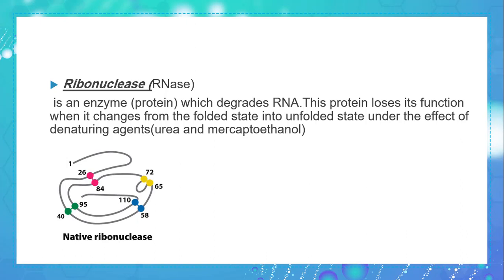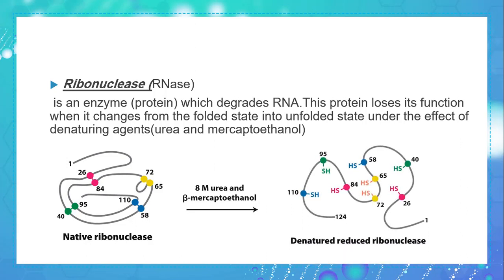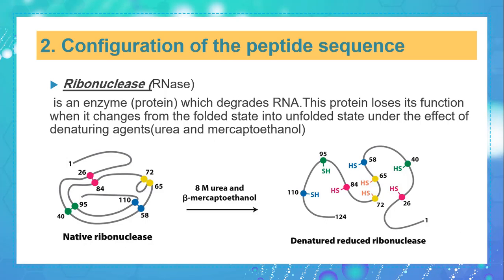This image shows the folded state of ribonuclease. When subjected to the denaturing agents urea and mercaptoethanol, it turns unfolded and becomes inactive. Now the second factor that we can come up with here is the configuration of the peptide sequence. Its configuration affects the functioning of a protein. That is, when it is in a certain given structure or form, it would be either functional or non-functional.